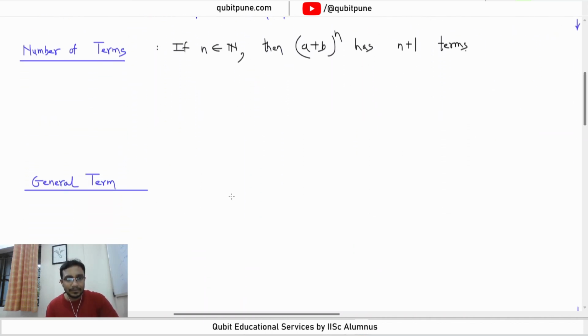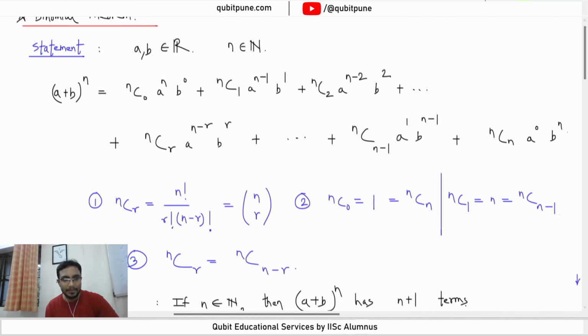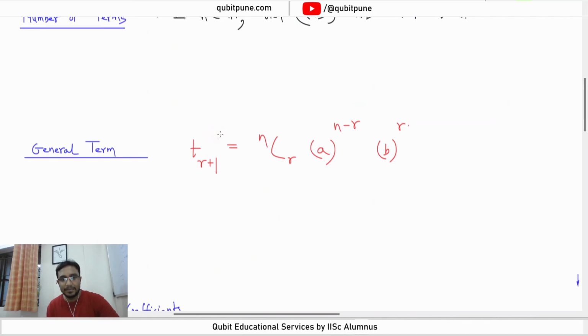Okay. The general term we call the r plus 1th term. How do we write it? NCR A raised to n minus r B raised to r. That is the general term. You know it, right? Okay.